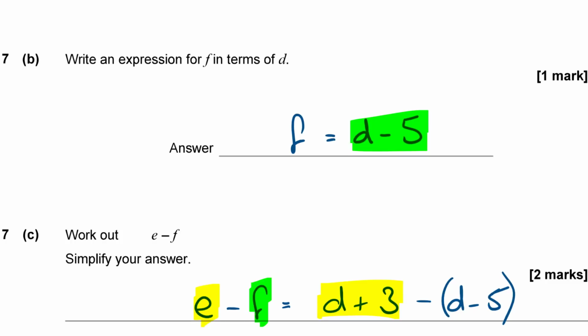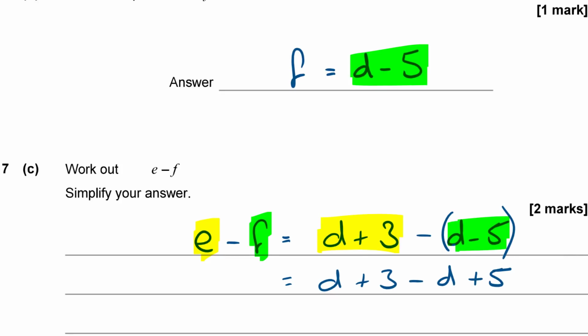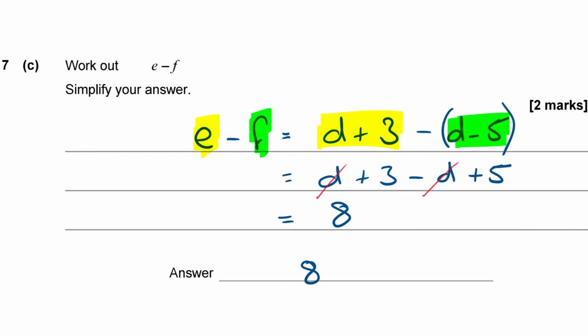Now removing the brackets, that's going to be minus D, and minus 5 is plus 5. That's why I had to be careful about just writing it down without the brackets. So D plus 3 minus D plus 5. So you can see I've got D minus D. So those two things cancel each other out. And I'm left with 3 plus 5. And 3 plus 5 is 8. So my answer is 8. E minus F is 8.